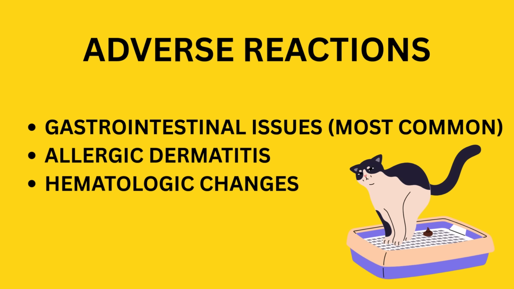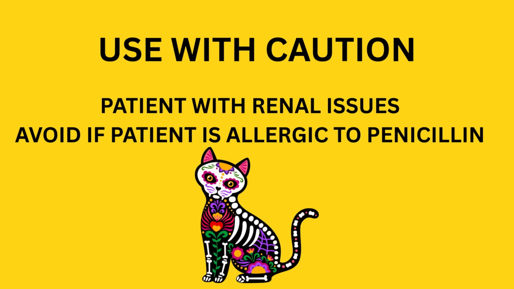Clavamox is typically well tolerated, although gastrointestinal signs such as vomiting or diarrhea may occur. Be vigilant for rare adverse reactions, such as allergic dermatitis or hematologic changes, especially in cats with known hypersensitivities or renal issues. Caution is required in patients with renal compromise, and the medication should be avoided in cats with known penicillin hypersensitivity. As with all antimicrobials, ensuring completion of the full treatment course and promoting judicious use are critical for preventing antimicrobial resistance, helping you feel confident in safe prescribing practices.